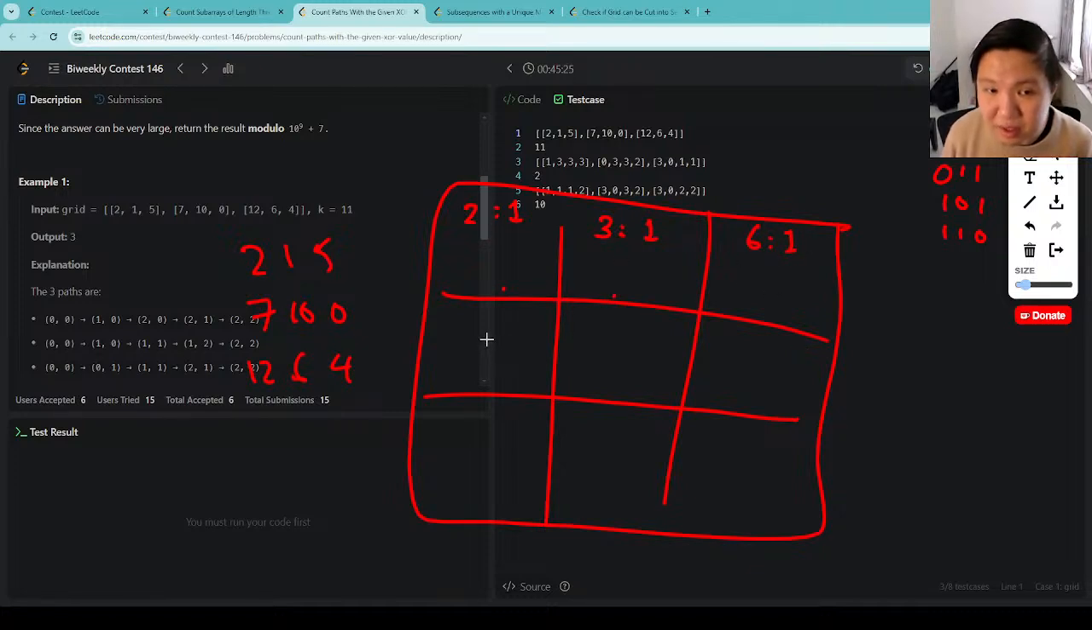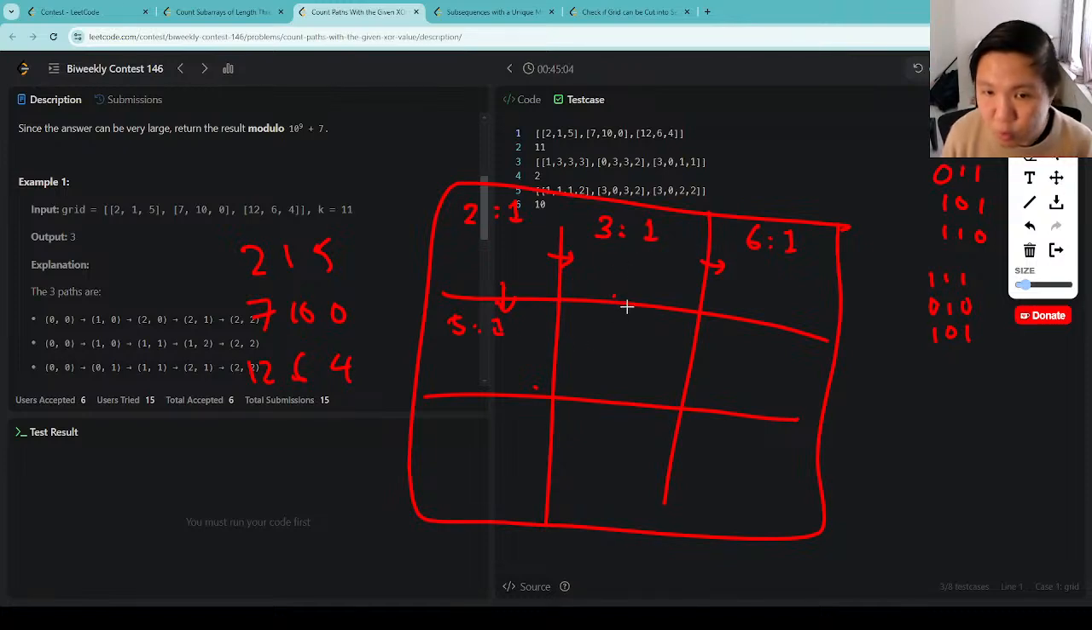Right? What about here? 2. There's only one way of getting to this square right here, which is you go down. So 2 XOR 7 is going to be 101, which is 5. So there's one way of getting to 5.